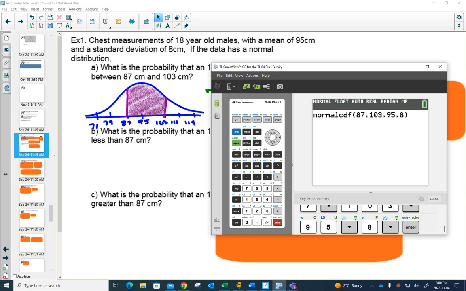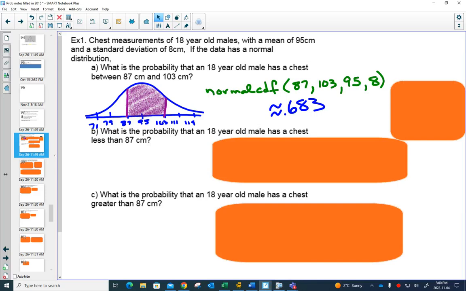When you push enter, we said it should be close to 68%. It is 68.26. So rounded to 3 sig figs, 68.3%. Or as a decimal, 0.683. So our 68, 95, 99.7 rule, we find out is a little bit off. But for statistical purposes, close enough.